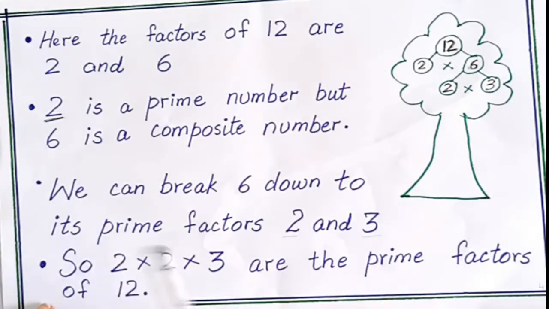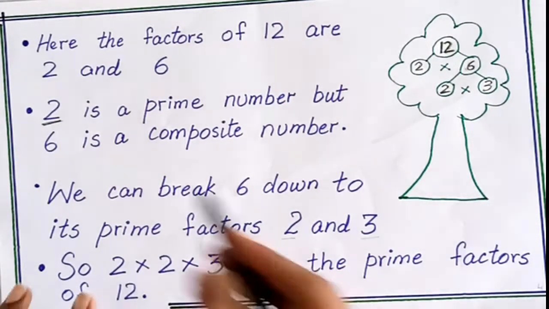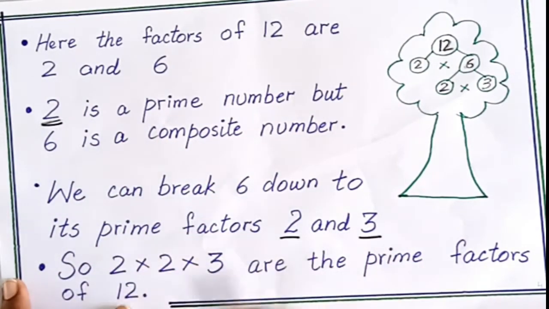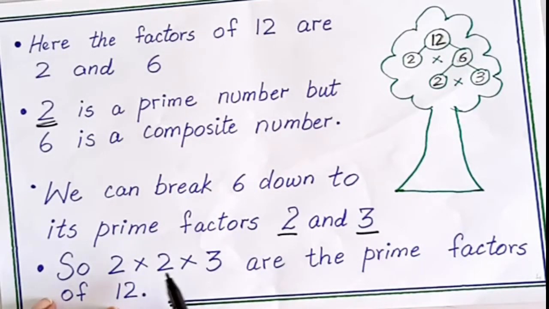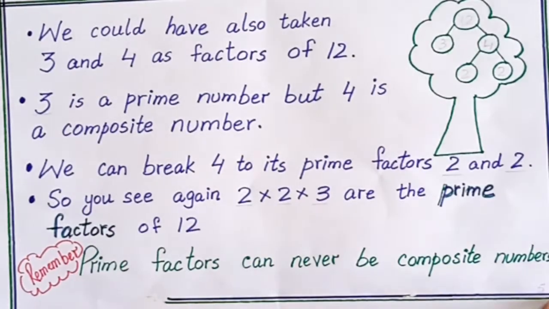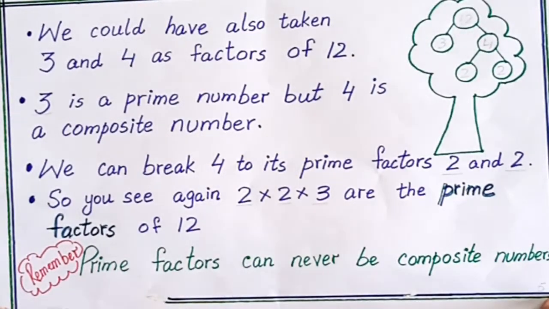So what happens here, students? We find 2, 2, and 3. So 2 into 2 into 3 are the prime factors of 12. What are the prime factors of 12, students? 2, 2 and 3 are the prime factors of 12. Mind it, remember it. We found that the prime factors of 12 were 2, 2 and 3.